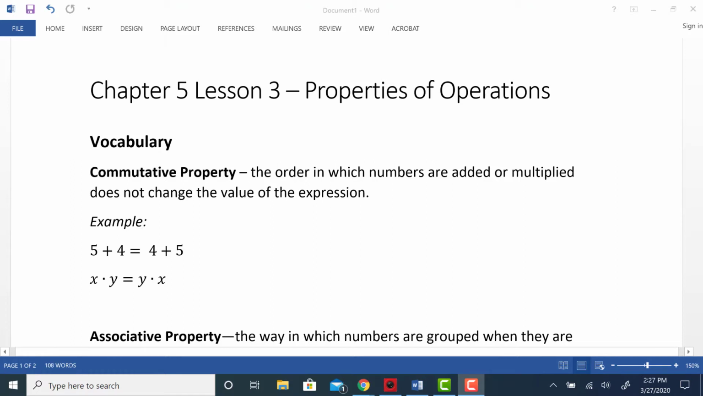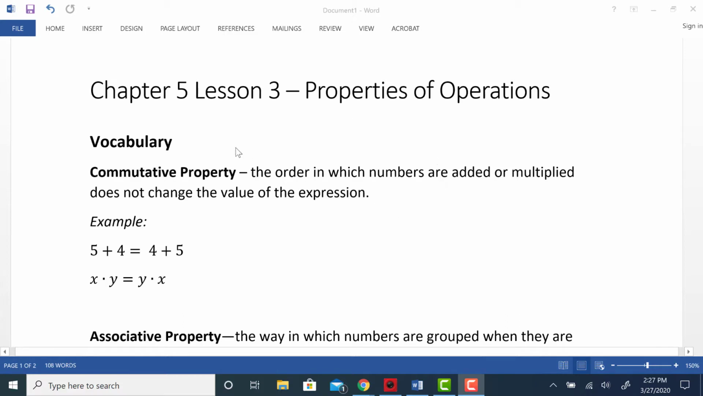As you can see on my screen here, I've got some vocabulary that we need to cover. Now, Chapter 5, Lesson 3 is all about properties of operations, okay? And if you remember, operations are add, subtract, multiply, and divide. So pretty simple, basic things, right?